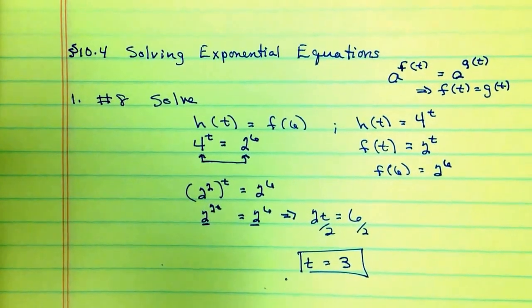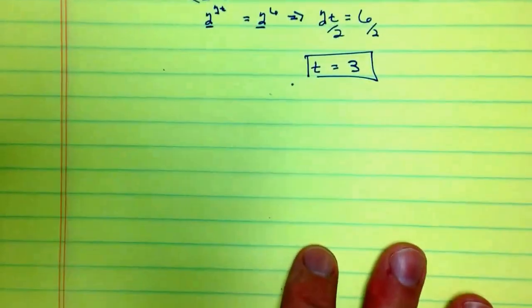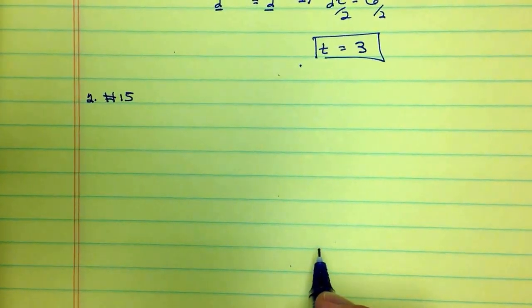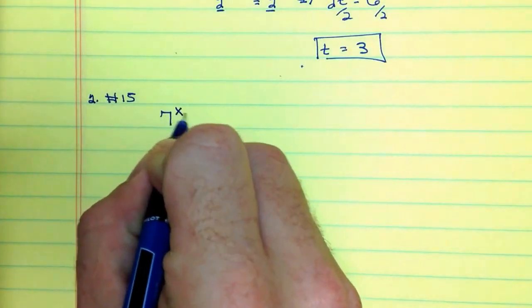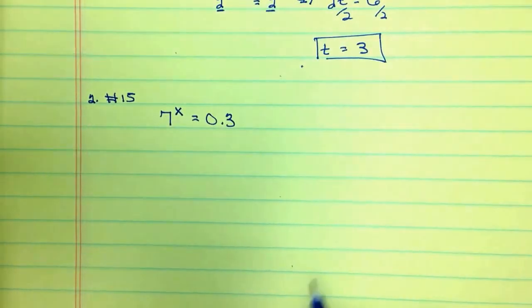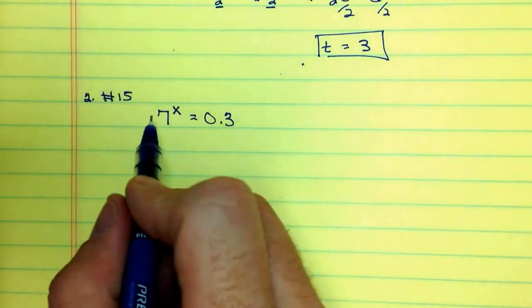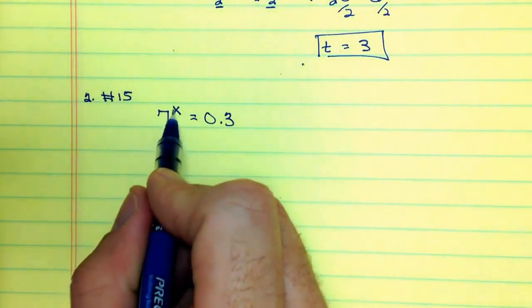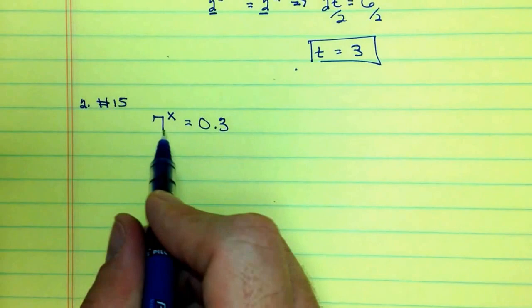So now let's look at number 15. Here it says, without solving, say whether the equations have a positive solution, a negative solution, a zero solution, or no solution. Alright, so let's look at this. 7 to the x equals 0.3. Remember, the solution is going to be an x such that 7 to the x equals 0.3. Well, let's think about this.